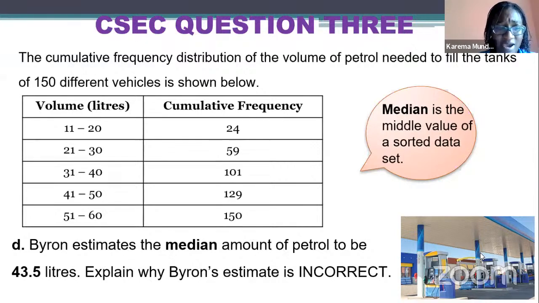So is Byron correct? Miss, from the class, 5.5. I don't know. I think that would be class 21 to 30 because it's a 59, so that means a 43.5 liters would fall in between 24 and 59.